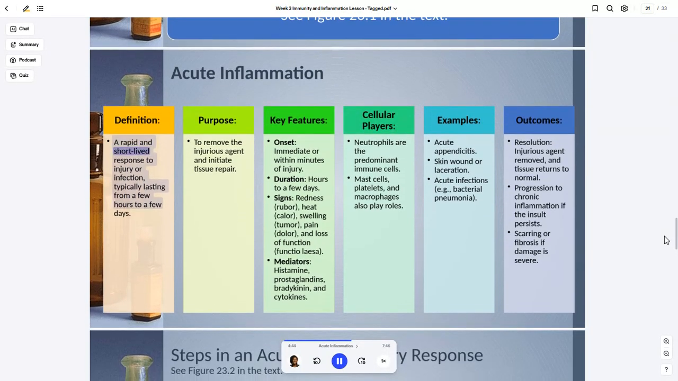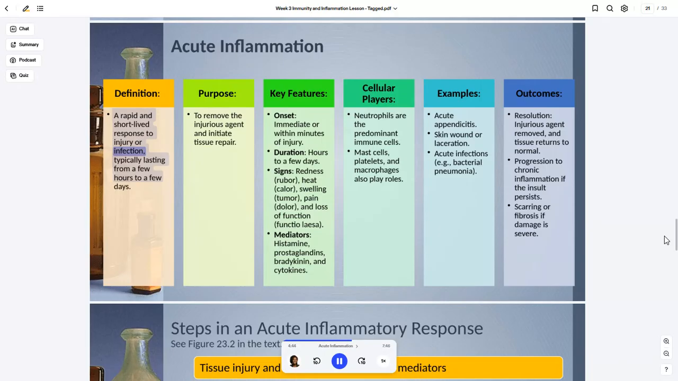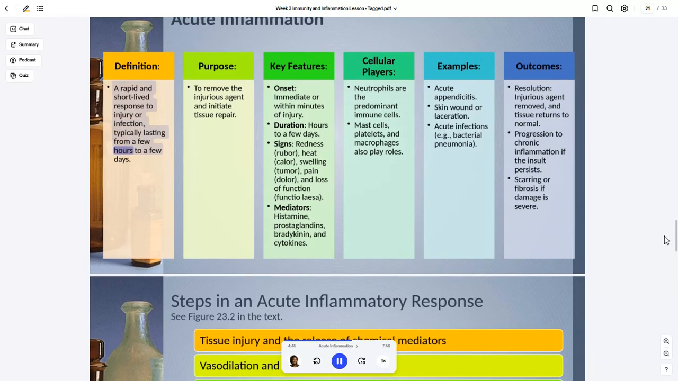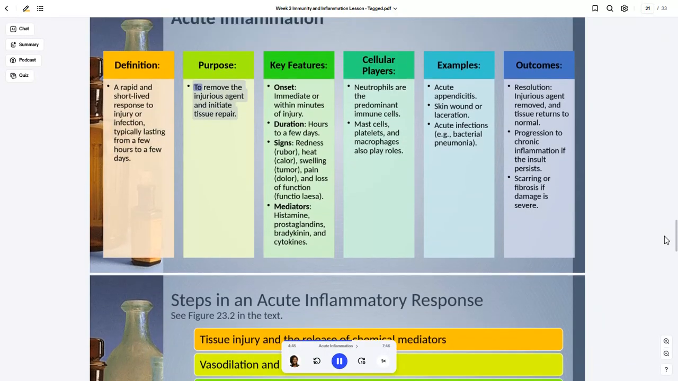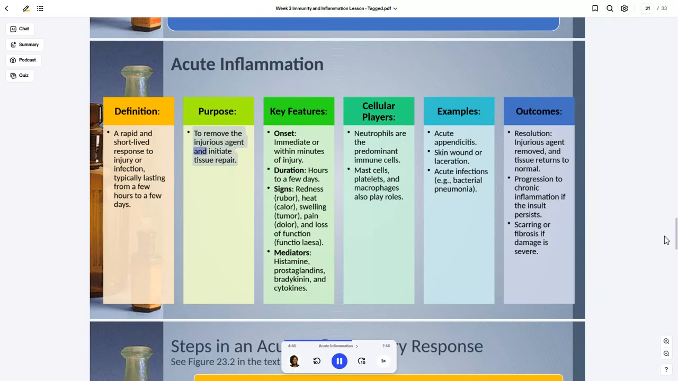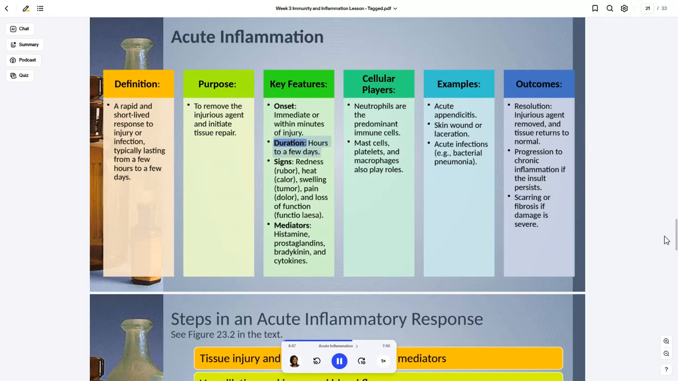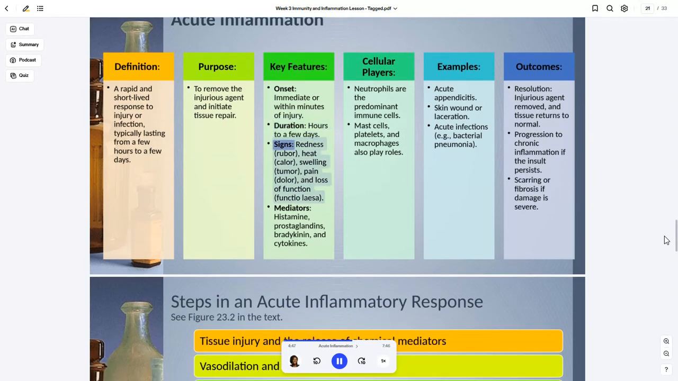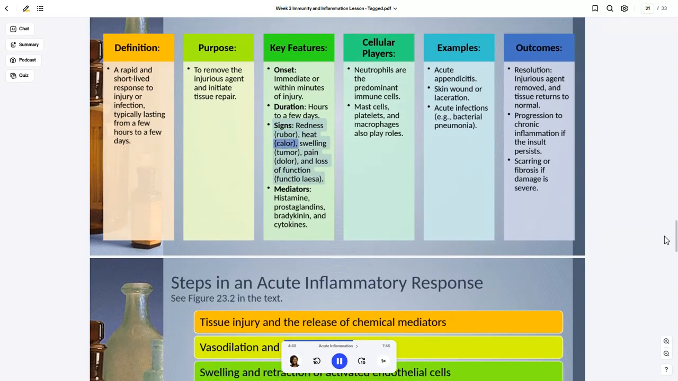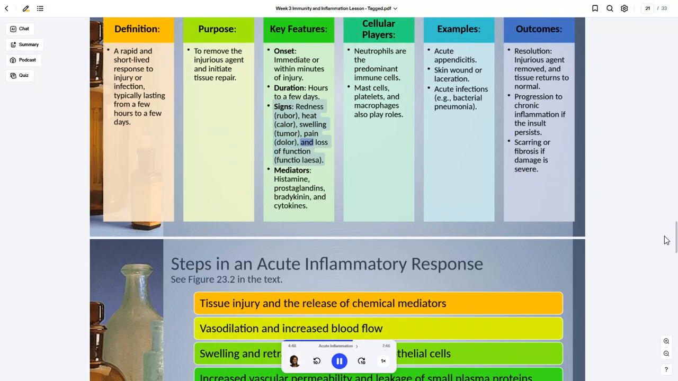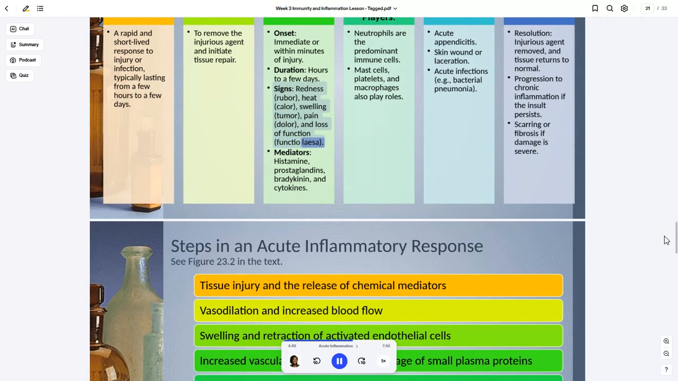Acute inflammation is a rapid and short-lived response to injury or infection, typically lasting from a few hours to a few days, to remove the injurious agent and initiate tissue repair. Onset: immediate or within minutes of injury. Duration: hours to a few days.